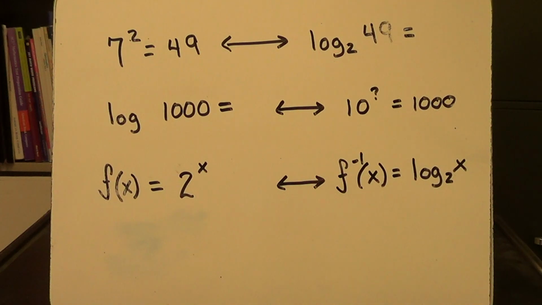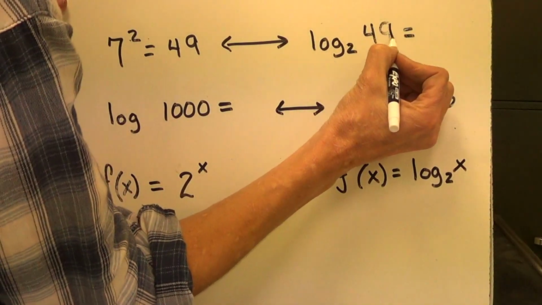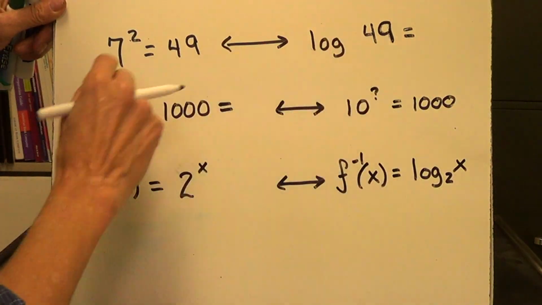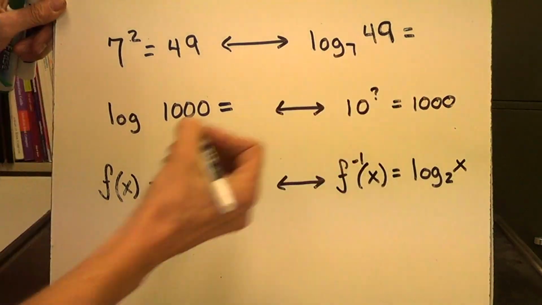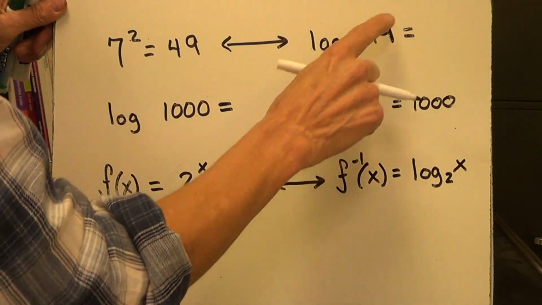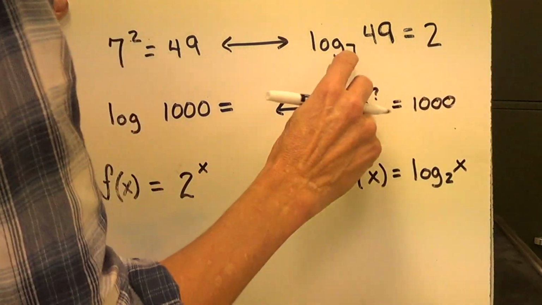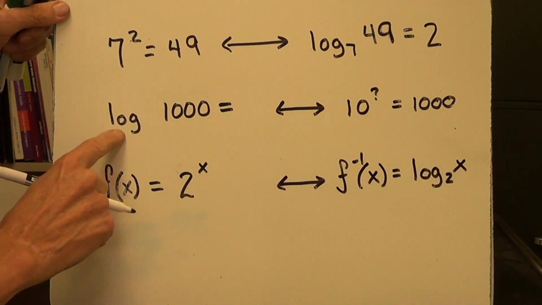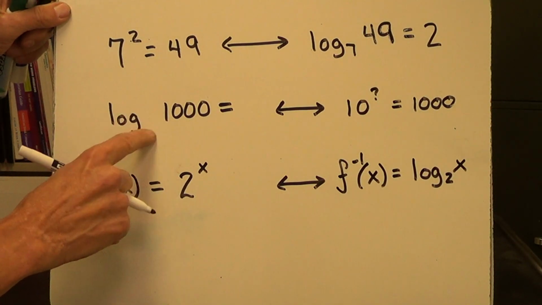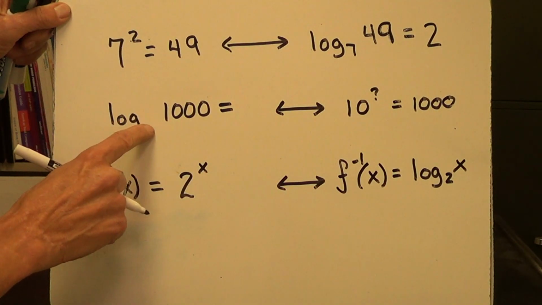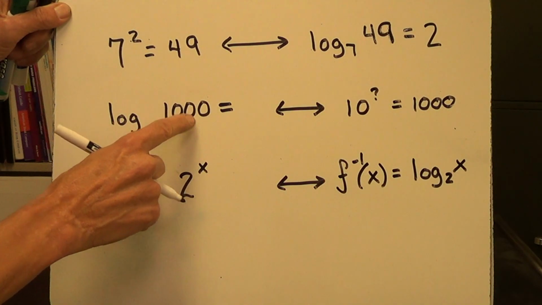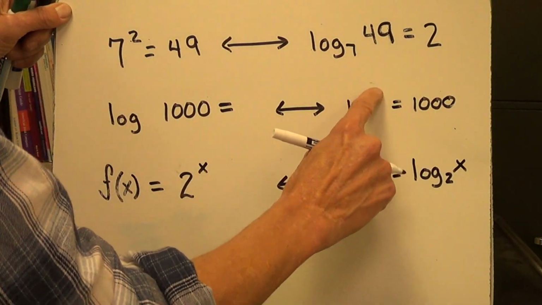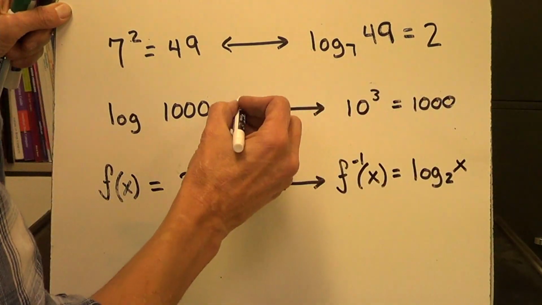7 squared equals 49, the way that you'd see that in a log question would be log, oh, I'm sorry, I wrote that wrong. The base here is 7, so the base there should be 7. So I'm saying log base 7 of 49 would equal 2. In other words, 7 squared is 49. Not too hard, right? Now on this one, there's no base here, so you know it's a 10. So you're saying log base 10 of 1,000. You're asking, what exponent on 10 gives you 1,000? It would be 3, so your answer would be 3 here.